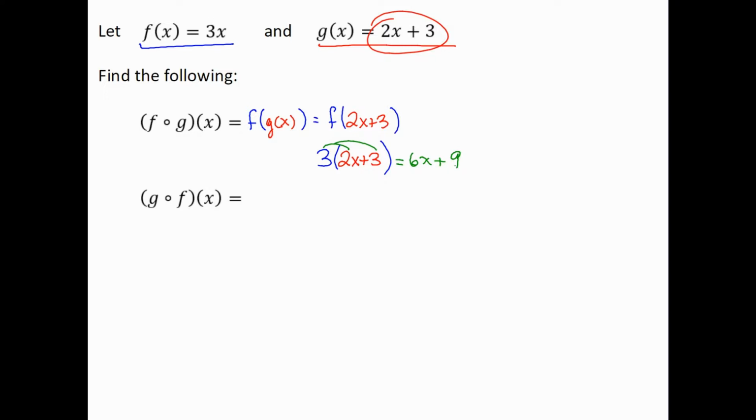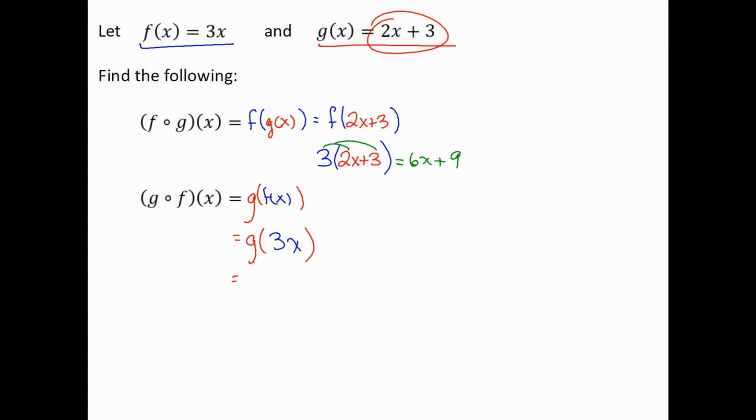And now we can go backwards, the composition backwards. So this time, starting with g, we're going to write g, and inside of g goes f. That will be our second function now. So let's look at what this turns out to say. We're going to write g, but instead of f of x, we'll make our substitution, which is 3x. So now it says g of 3x.